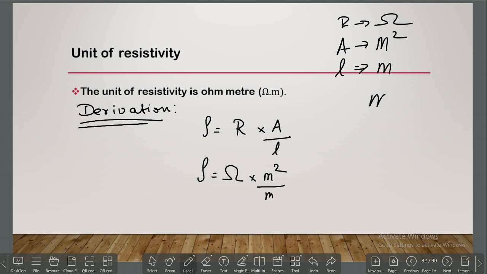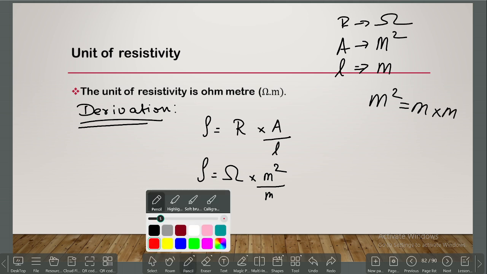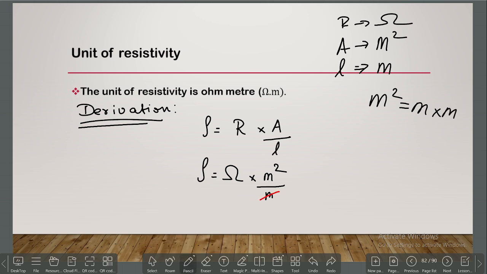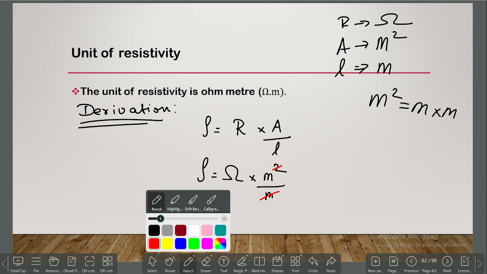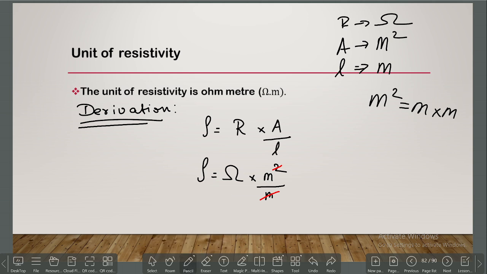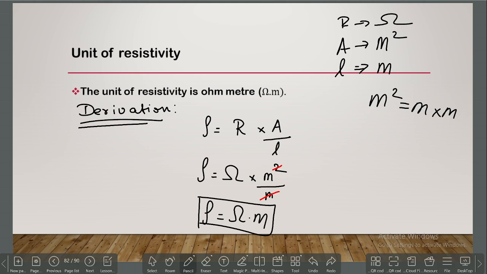Meter square is nothing but meter into meter. Then I can cancel one meter from the numerator and the denominator. Then the remaining is rho equal to ohm meter. This is going to be the unit of the resistivity. So what is the unit of resistivity? The unit of resistivity is ohm meter.